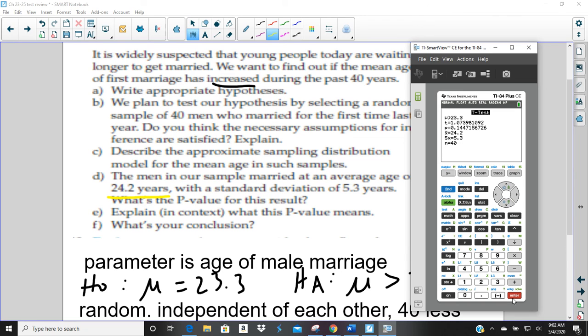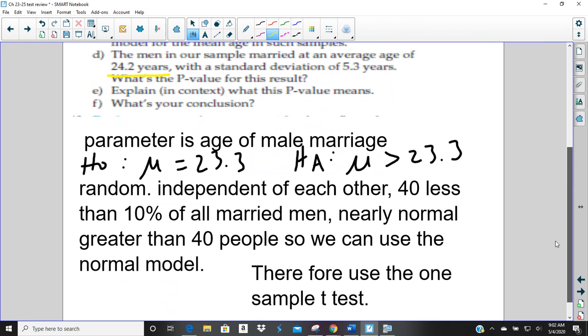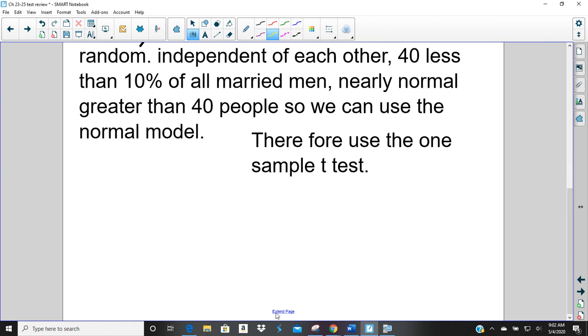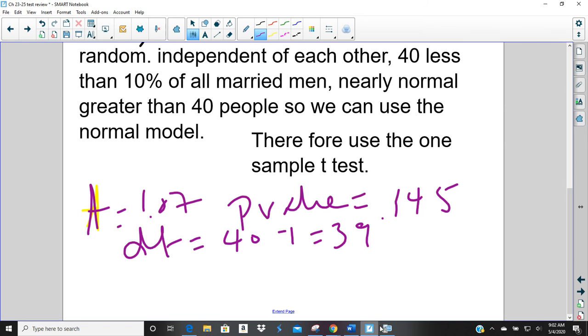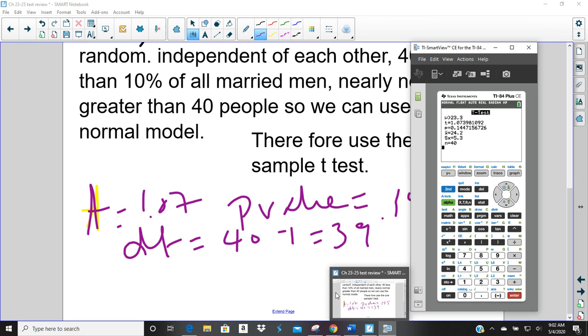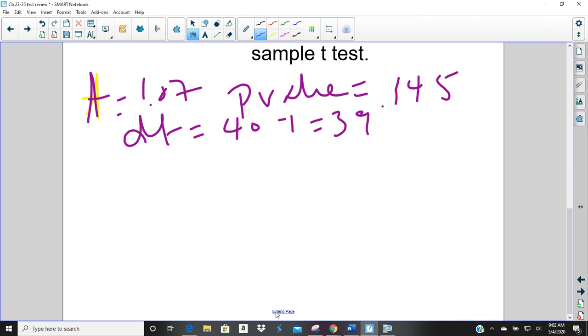So our t-value is 1.07, and our p-value is 0.0145. And we know our degrees of freedom is just going to be 39. So I'm going to write my t. Let's change the color. T is equal to 1.07. Our p-value was 0.145. And our degrees of freedom is going to be 40 minus 1, which is 39. Okay. Let me make sure I got my numbers right. Yes, I did. So my final question is state our conclusion.